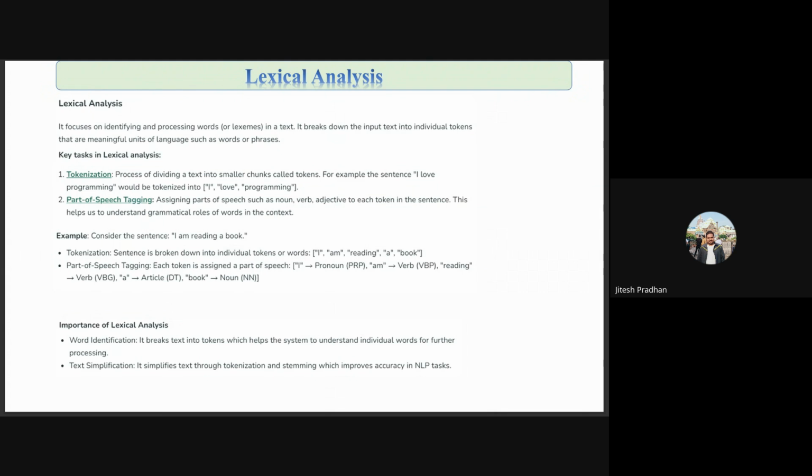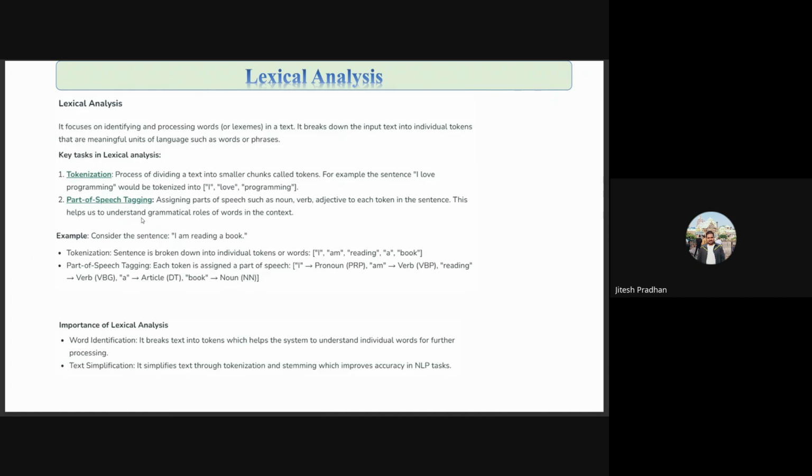Okay, so simply we can say that lexical analysis breaks the text into meaningful smaller words, and those smallest words will be the tokens. So it does two things. One is known as tokenization, and another one is known as POS tagging, that is part of speech tagging. Okay, so in tokenization, it will divide the entire sentence into the smallest chunks called tokens. For this example, I love programming. So I will be a token, love will be a token, programming will be a token.